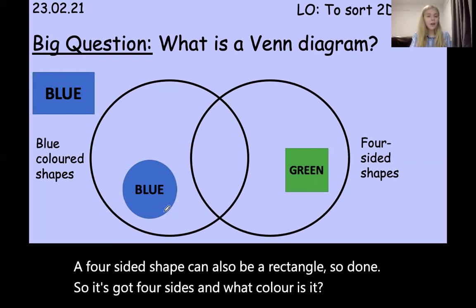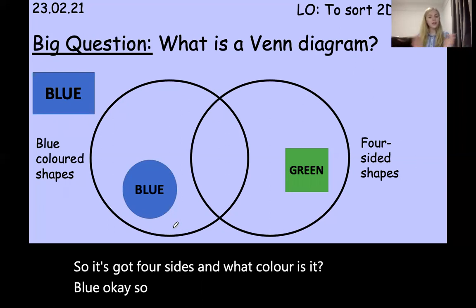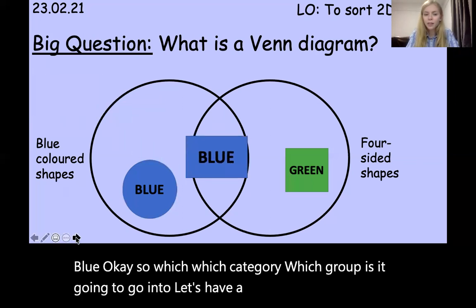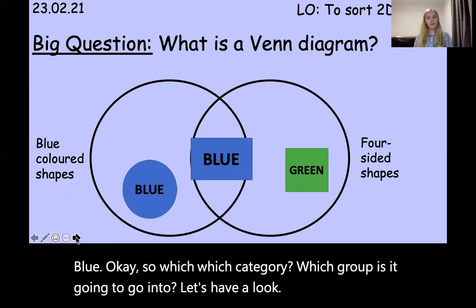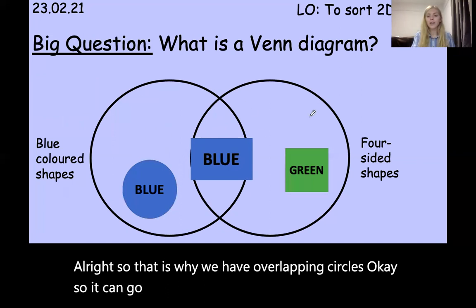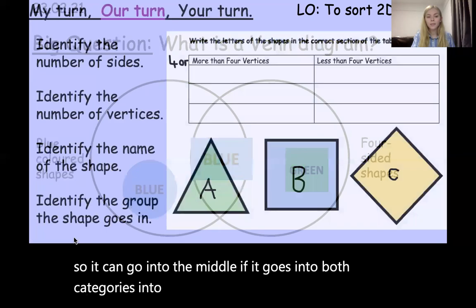So it's got four sides, and what colour is it? Blue. Okay, so which category, which group is it going to go into? Let's have a look. So that is why we have our overlapping circles. Okay, so it can go into the middle if it goes into both categories, into both labels, all right?